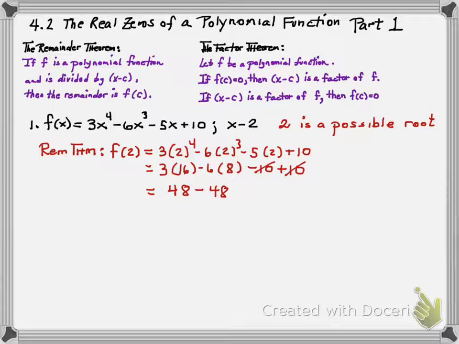So we discover that f of 2 equals 0, and this is our remainder, according to the remainder theorem. So the remainder is 0, which means that by the factor theorem, x minus 2 is a factor of f, and 2 is a root of f. All right, so let's write that down. And we're going to do a little bit of abbreviating.